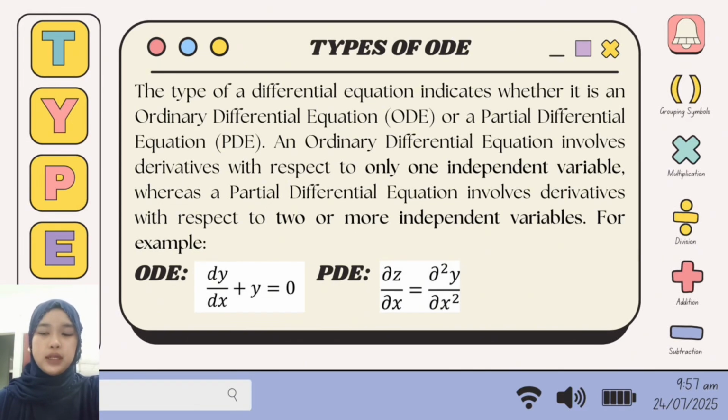Meanwhile, a PDE involves derivatives with respect to two or more independent variables. For example, partial z over partial x equals partial square y over partial x square. This equation uses partial derivatives, which indicates that the function depends on more than one variable. Therefore, it is classified as a PDE.